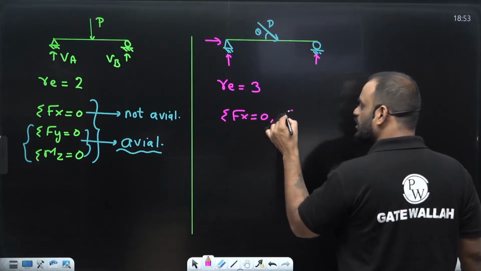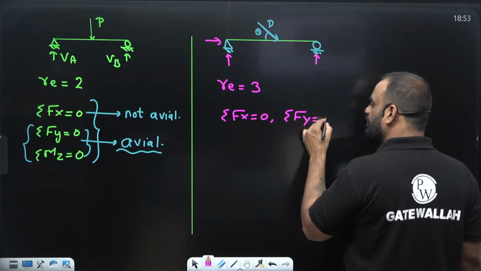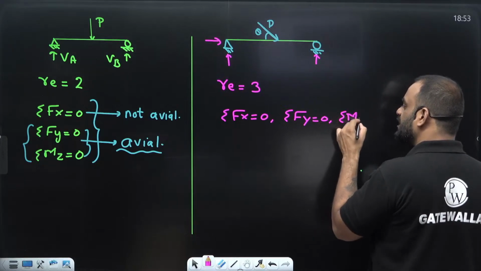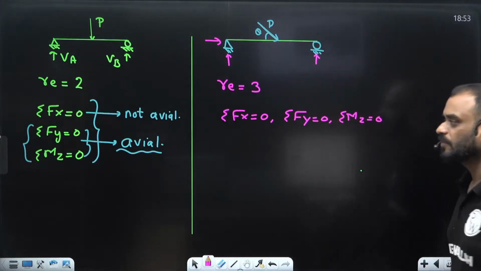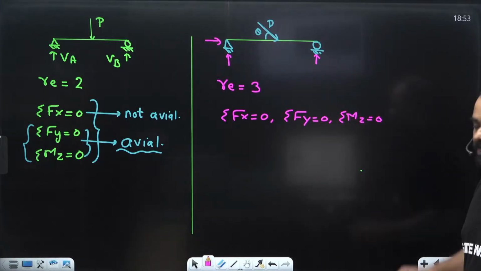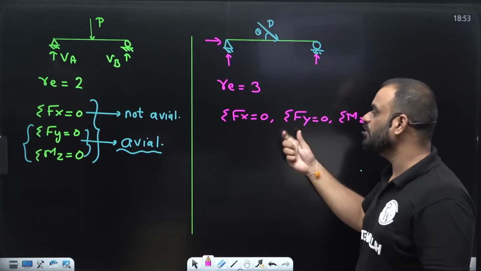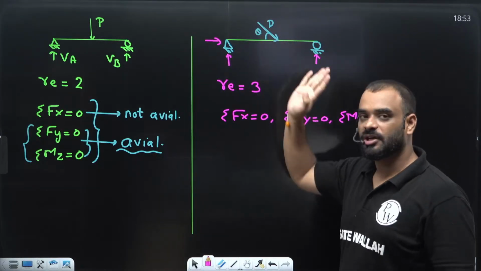Summation fx = 0 is also useful. Summation fy = 0 is also useful. And summation mz = 0 is also useful. All three equations are useful to find out the external support reactions.